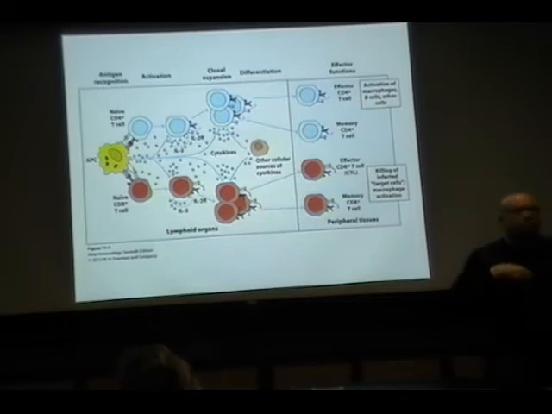We kill off, I don't know, 99%, I don't know the number. We kill off almost all of them, but we leave some behind. And the cells we leave behind are the memory cells. That's vaccination. That's why when you had chickenpox as a kid, you'll never get chickenpox again, assuming the virus doesn't mutate.